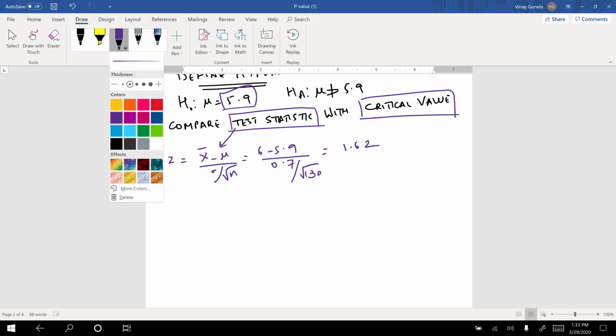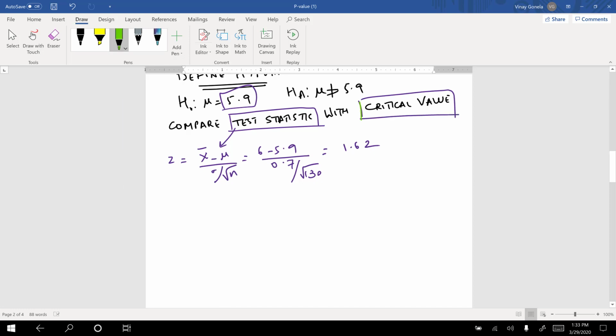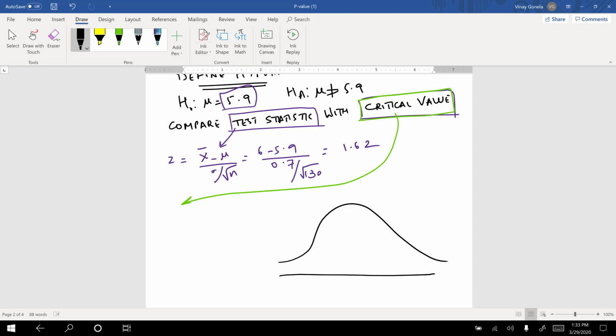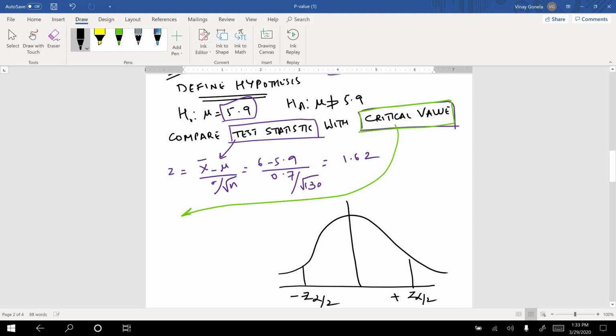So I will use a different color for critical value, maybe green. So I will calculate critical value here. Because this is a two-tail problem, I will plot it. So this will be our normal distribution curve, and I am looking for negative z alpha over 2 and positive z alpha over 2, and our significance level, let's see what significance level is given.